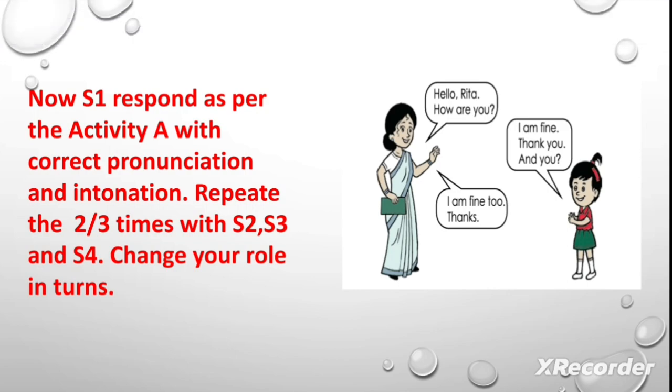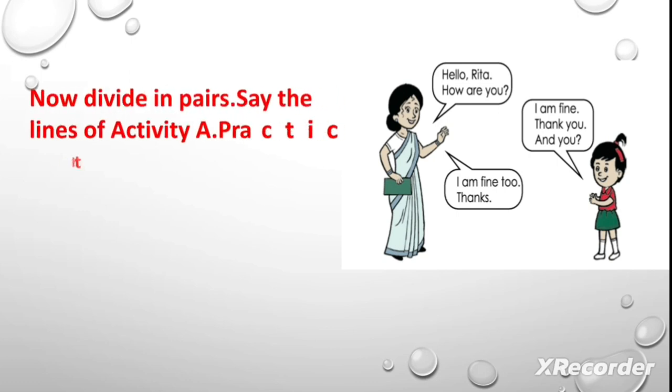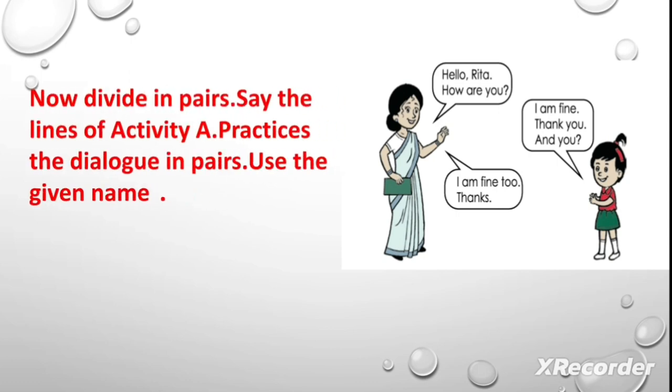Thank you very much. Now divide into pairs. Say the lines of Activity A. Practice the dialogue in pairs. Use the given name. In this part, we will not use our own names. We have to use the given name. You have to practice it in pairs. I hope we'll be able to do so quite nicely. Thank you.